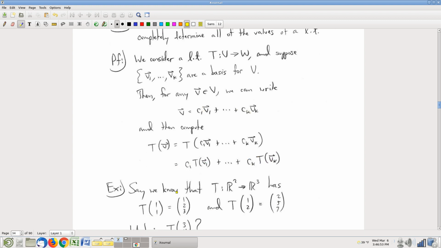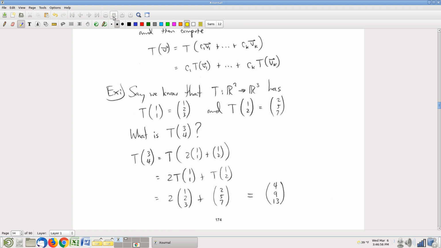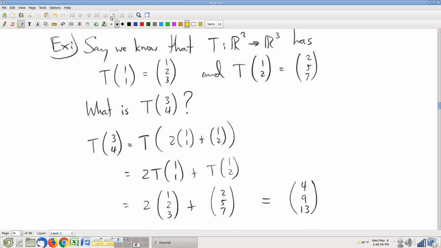Quick example. Here's a linear transformation from R2 to R3. Notice that this pair of vectors (1, 1) and (1, 2), I claim, form a basis for R2. By the way, let's think through, how do we know that's true? How do I know that (1, 1) and (1, 2) form a basis for R2? Well, that's two vectors in a two-dimensional vector space, so the count is correct. That's part one, right? How do I know that they're not dependent?